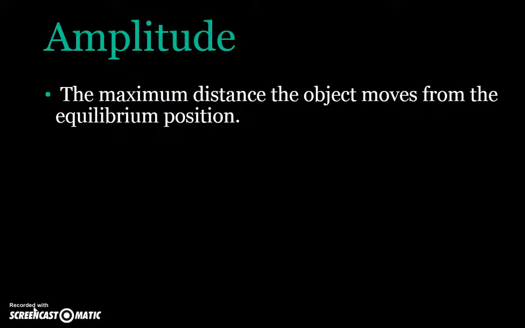We also have what's called amplitude. That's the maximum distance that the object moves from its equilibrium point. So, for example, if you have an object that is on a rubber band or attached to a string and you pull it away, the maximum distance you could pull it away from its resting position would be the amplitude.